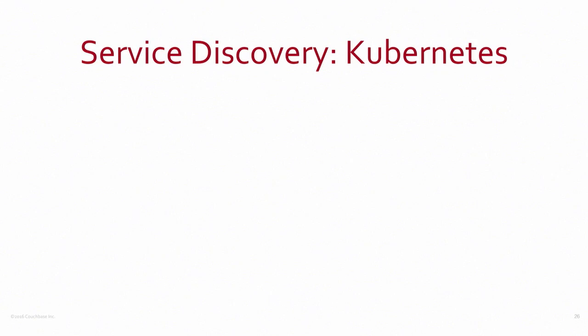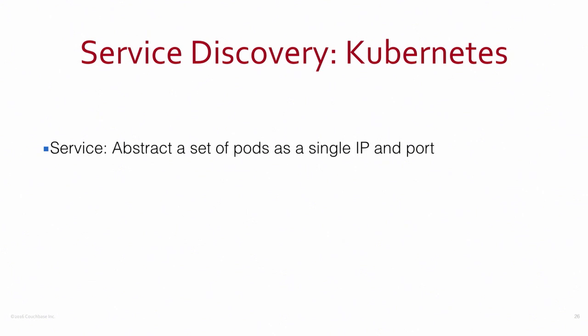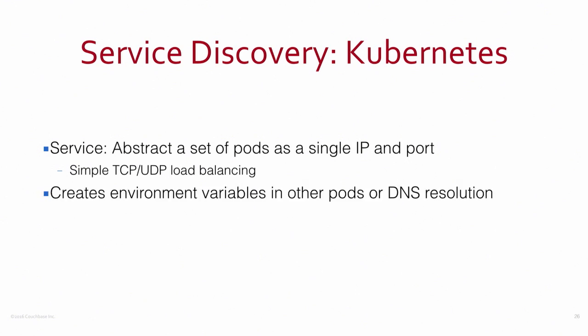Let's take a look at the similar concept in Kubernetes as well now. As we talked about, in Kubernetes we are using service as a concept which abstracts a set of pods which are using certain labels. You just use simple TCP, UDP load balancing, and essentially it creates those environment variables. There are a couple of ways by which you can access the service.